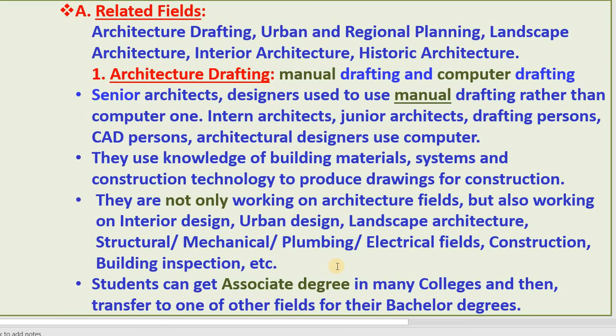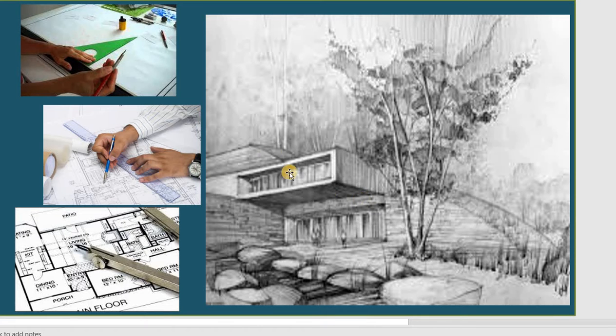So more than that. Students, can you get an associate degree in many colleges? You can transfer to other fields for a bachelor's degree, or you can stop there. You can get a job after you have an AA degree. This is some example you can see. This is the manual drafting.